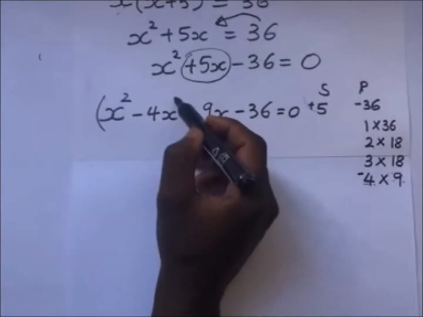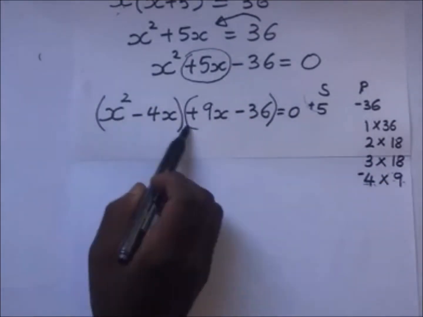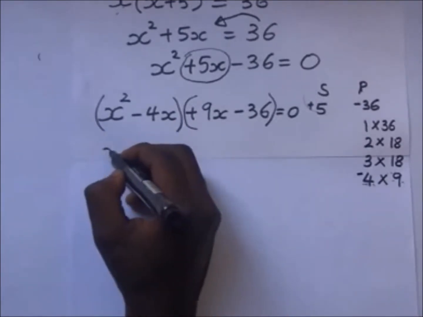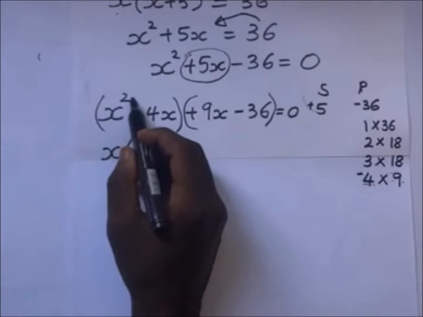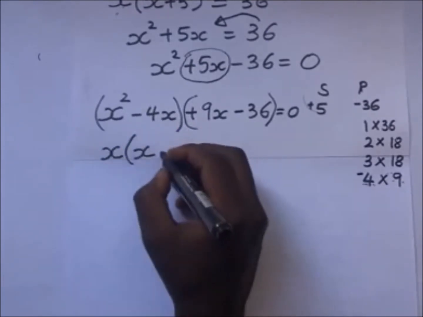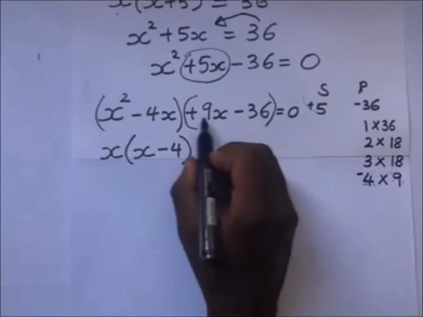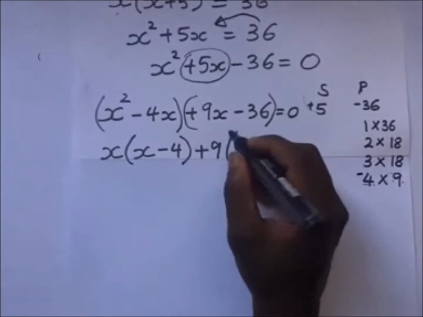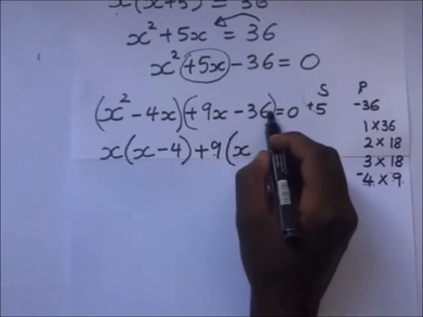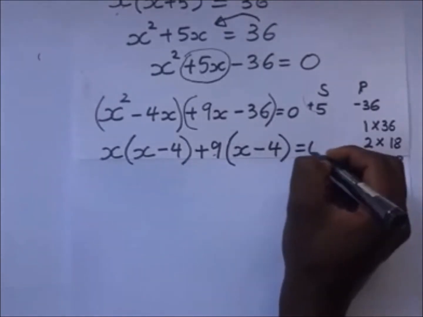So when we group this and that, we go ahead and factorize them. The common factor here is x. So it is x outside the brackets into x squared divided by x is x. Negative 4x divided by x is giving us minus 4. Then right here, the common factor will be 9. 9x divided by 9 is going to give us x. Then negative 36 divided by 9 will give us negative 4, is equal to 0.